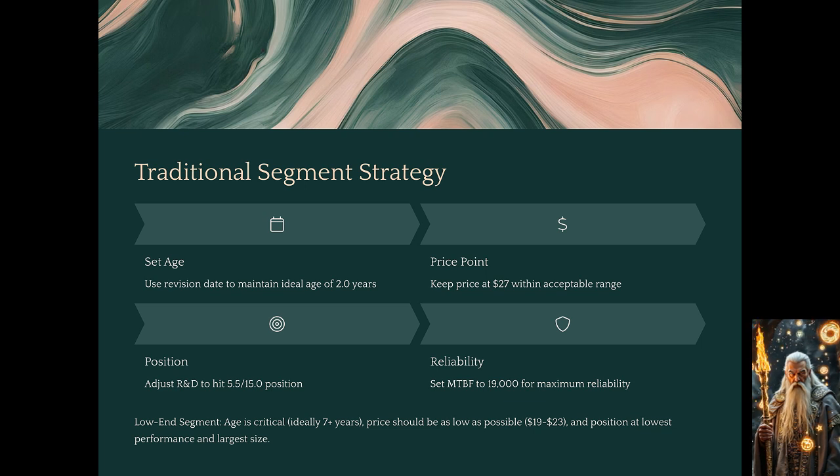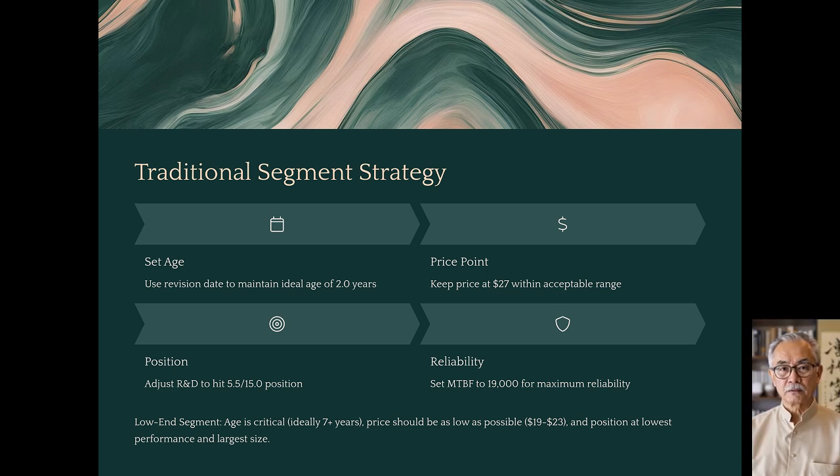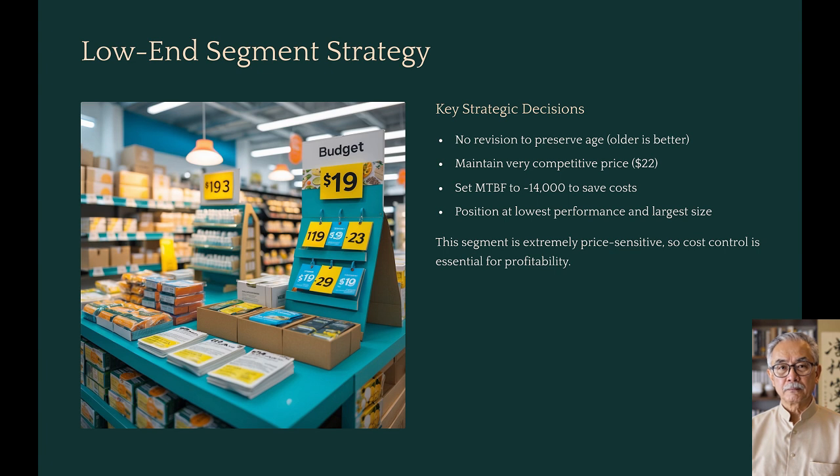2. Low-end segment. Age: the older, the better, ideally 7+ years. Price: as low as possible, aim for $19 to $23. Ideal position: lowest performance and largest size. Reliability: around 12,000 to 17,000. Strategy: no revision to preserve age. Maintain a very competitive price, $22. Set MTBF to 14,000 to save costs.